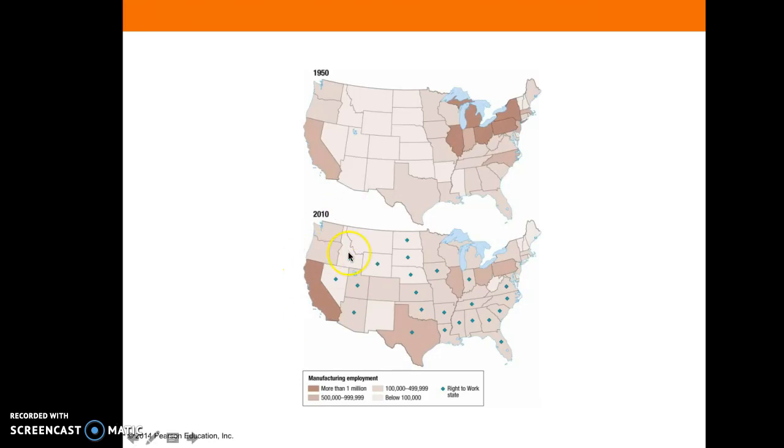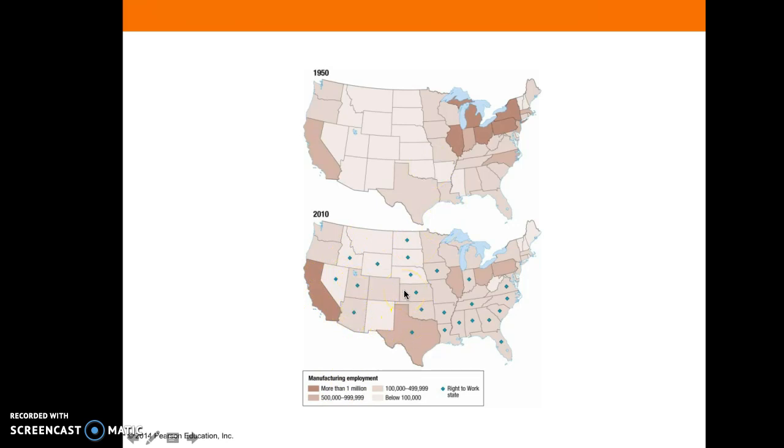By 2010, you'll notice that we started to lose jobs from the Northeast, and they started to shift down further south a little bit, over to like Texas, more to California. Some of these western states here increased in their manufacturing as well. And you can see the states that have more manufacturing now than before. Many of them are right-to-work states.